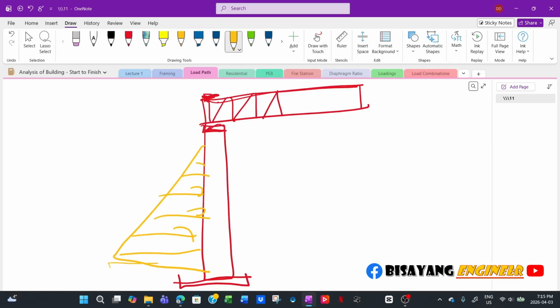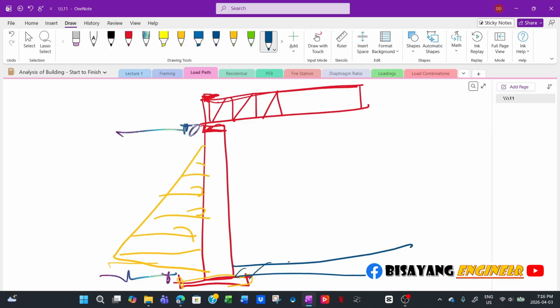Now if that's the lateral force, what prevents this footing from sliding, because you have a reaction here and at the same time a reaction here? To prevent that, most of the time we will use the slab. So we will utilize the slab as the lateral support for your basement.